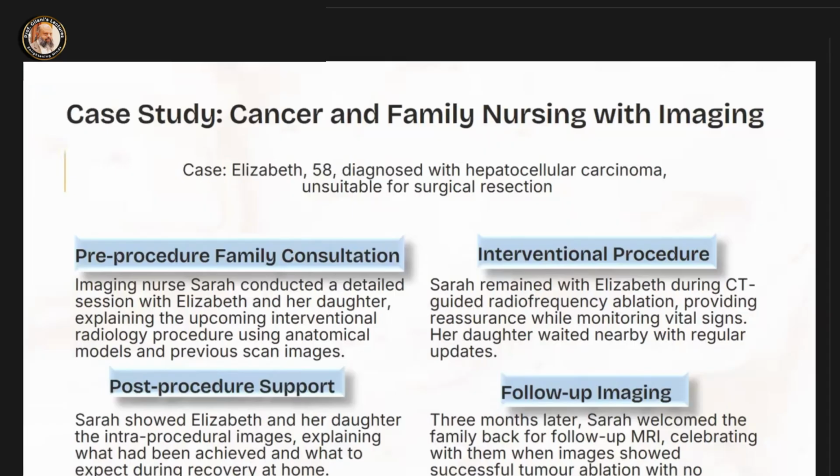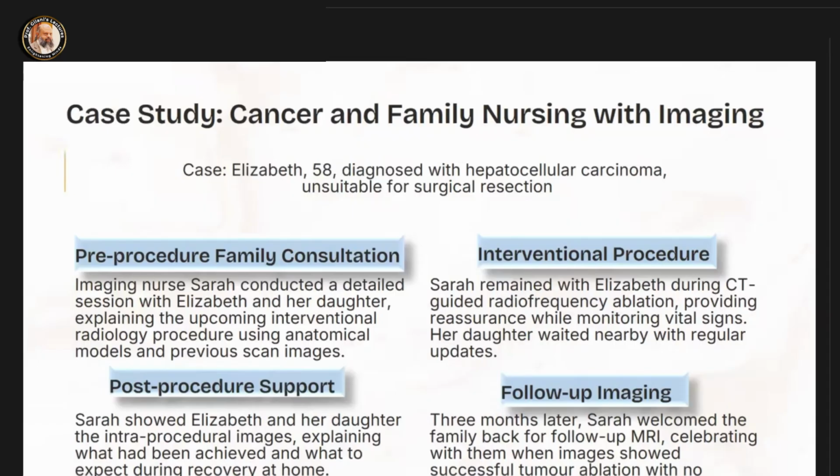So we have just given the names. These are not the real names, just for this example, I have put these names. Then, after pre-procedure family consultation, the interventional procedure took place.